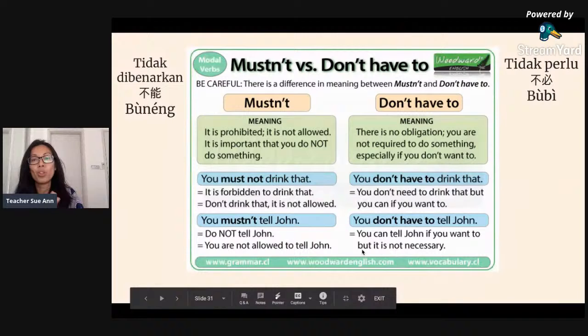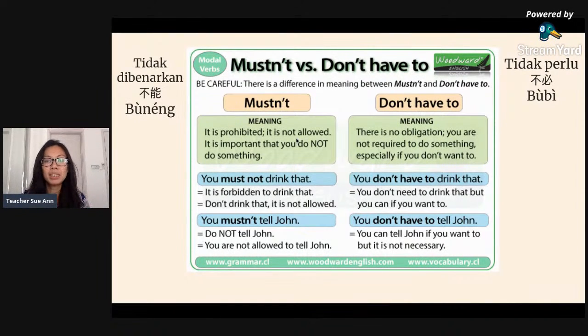Mustn't versus don't have to. Mustn't means must not. Don't have to means do not have to. So be careful here. There's two different meanings. Mustn't means tidak dibenarkan, not allowed. 不能, tak boleh. Okay. Don't have to means tidak perlu buat, 不必. You are not required to do something. Don't have to if you don't want to. Right? So let's look at the examples.